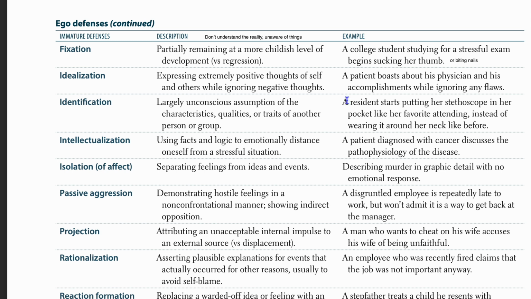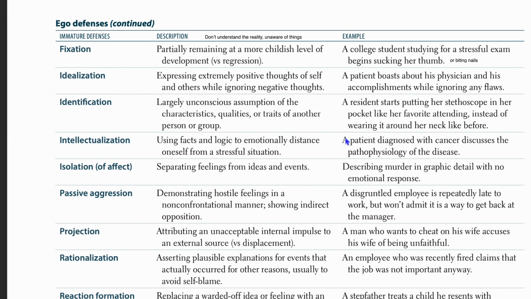Identification. A resident starts putting her stethoscope in her pocket like her favorite attending, instead of wearing it around her neck like before. So it's a largely unconscious assumption of the characteristics, qualities, or traits of another person or group. Right. That's different than idealization because that is boasting about someone and ignoring the flaws, whereas in identification they start picking up habits of someone they idealize, or their favorite person.